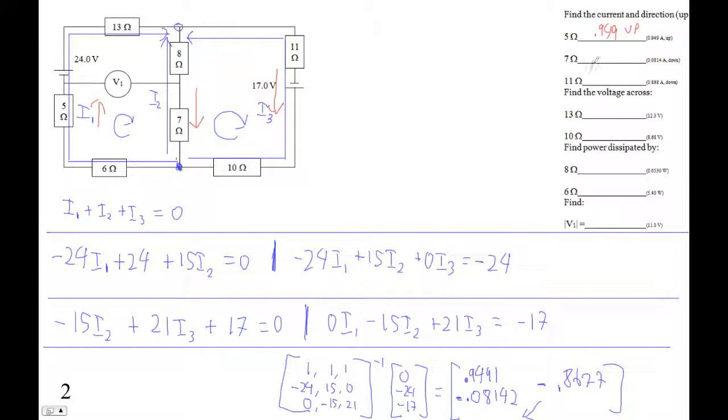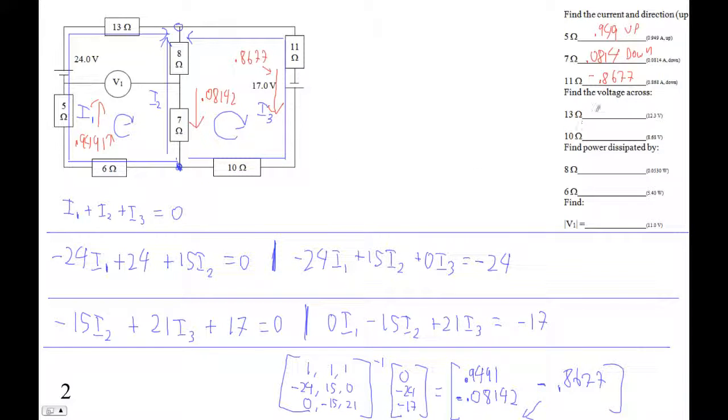Because the other ones are negative, so 0.0814 down. The negatives just mean down. And negative 0.8677. So this guy is 0.9491 up. This is 0.08142 down, and this current here is negative, it's 0.8677 down. Okay, that's this guy.